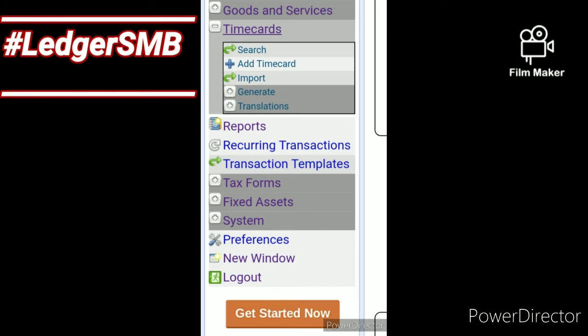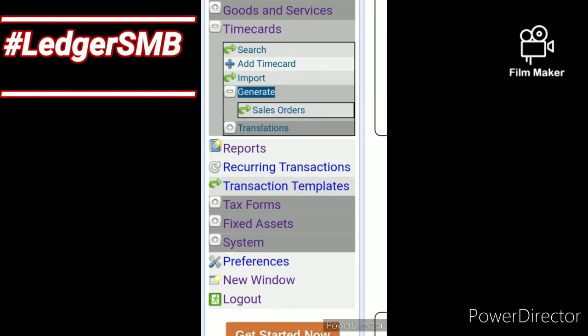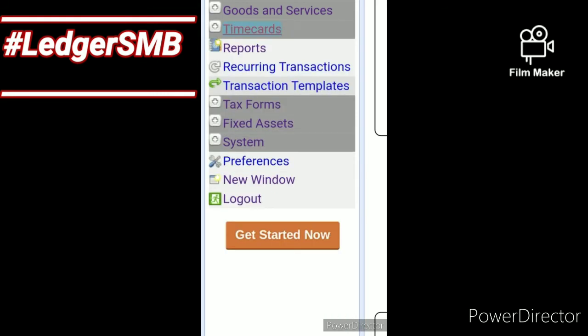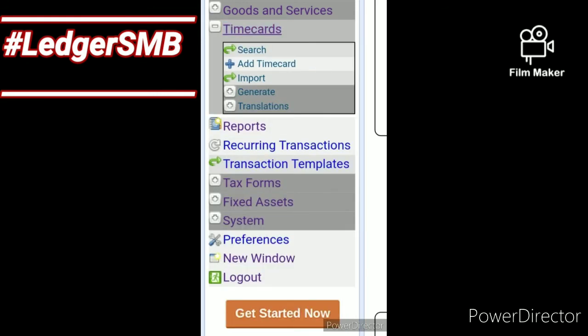The categories of time cards are search, add time card, import, general, and transaction. A time card, also called a timesheet, is a method for recording and tracking the amount of an employee's time spent on each job. A time card improves project execution, decision making, and compliance with labor and government regulations.